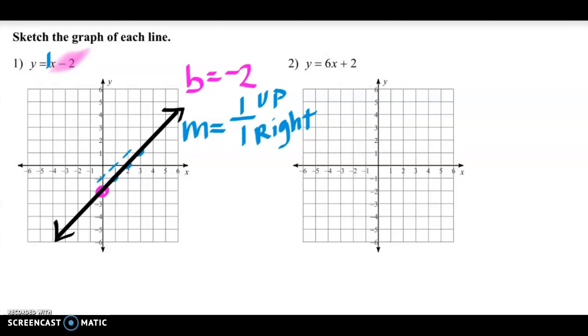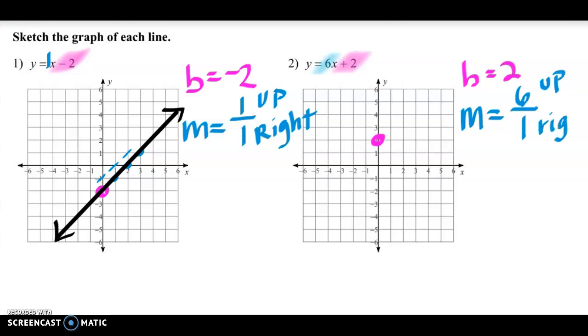Start by identifying the y-intercept. It's the constant term, which here is +2. So I put a point on the y-axis at +2. Next, we identify the slope, which is the coefficient of x. So here our slope m is 6, but we need it to be a fraction, so we're going to say 6 over 1. Since 6 is positive, we're going to move up. Since 1 is positive, we're going to move to the right.